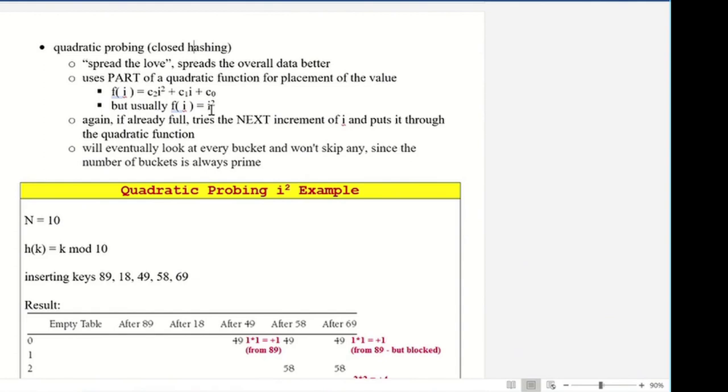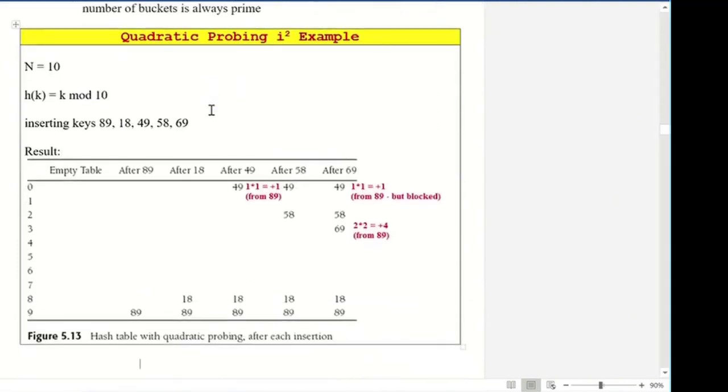So in this one, it's called quadratic because what I do is, it's dumb, but it's easy. That's the good news. I use a quadratic on my incrementation or how many times I've tried to find a spot. Let me explain. So if I am looking for 89, I do a mod 10, I look for space 9, oh, there's nothing there, beautiful. Just drop it right in that spot, no big deal.